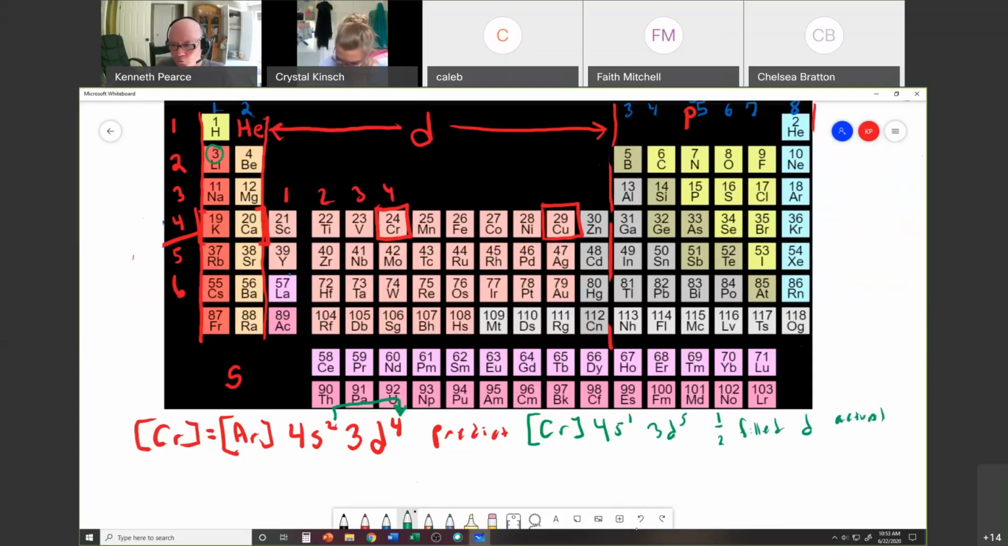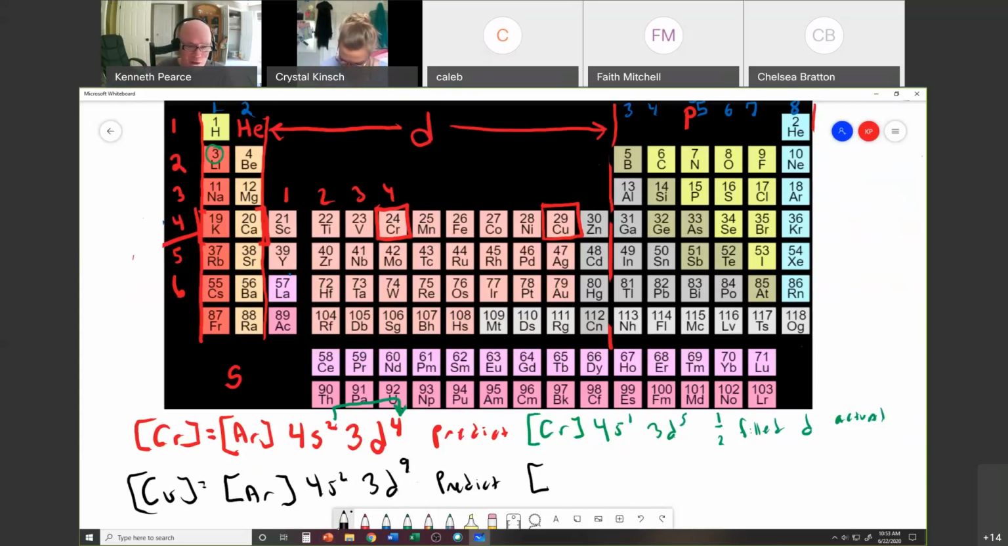If you go out and do an experiment, you would see that the D shell on the chromium is actually half filled. It's not 3d4, it's actually 3d5, which is halfway. All right. And if we do the same thing for copper, we would predict that we'd finish up with the previous shell, which is argon. We would pick up with the 4s, then say 3d, and we count across to the copper, and we'd say 3d9, and that's what we would predict.